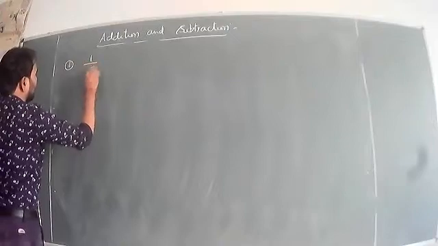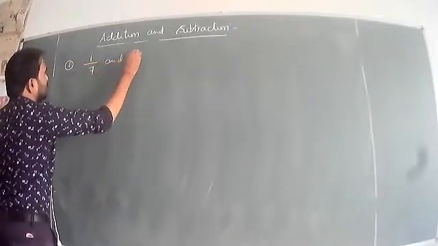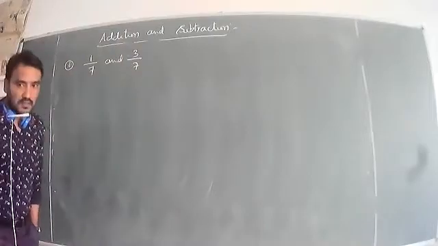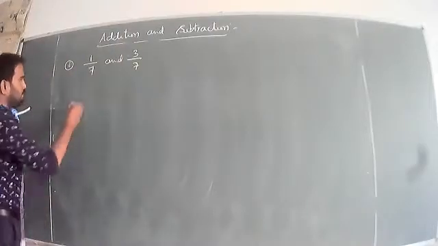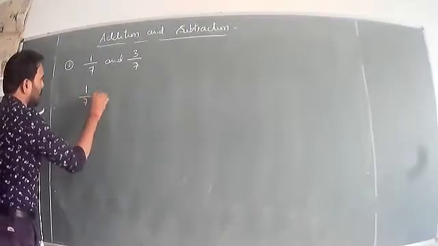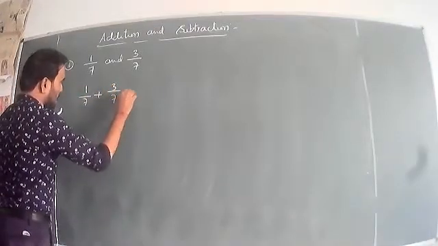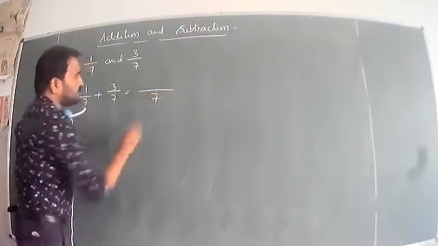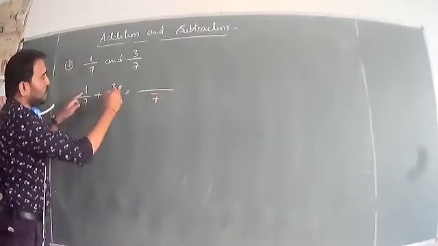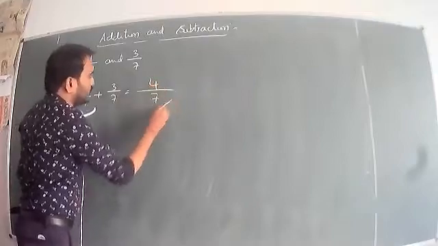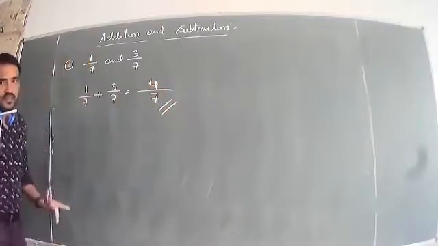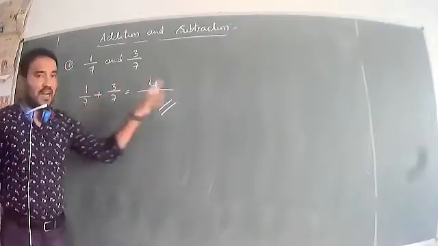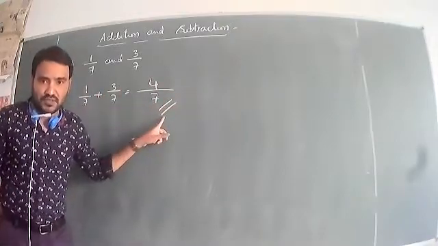1 by 7 and 3 by 7. 1 by 7 plus 3 by 7 equals, first we have to write the denominator. 3 plus 1, 4. So 4 by 7. It is enough. Only numerators are added. The denominator we should write as it is.